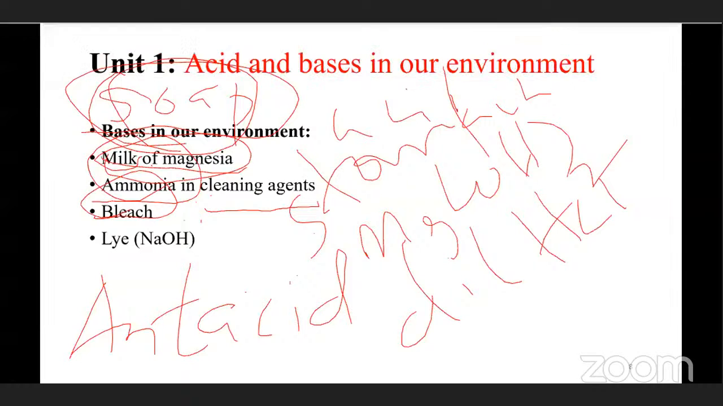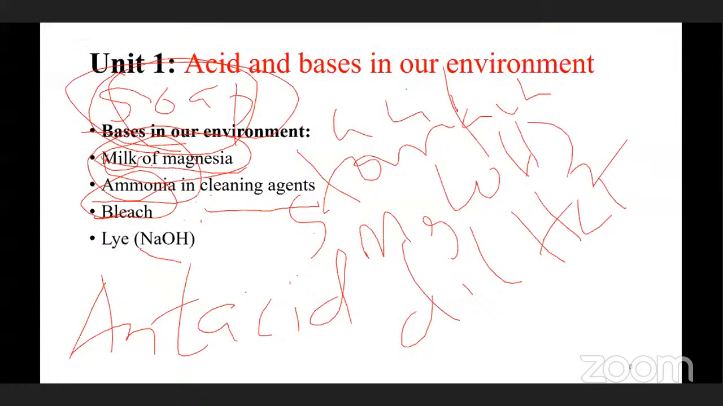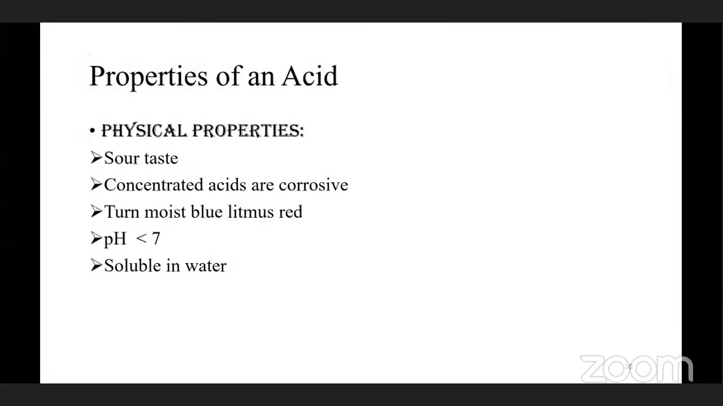All right. There is another chemical called lye. It is rich in sodium hydroxide, a concentrated form of sodium hydroxide, which is also a base. If a base is soluble in water, we refer to it as an alkali. So let's move on. And that is what we have under unit 1 of this course.